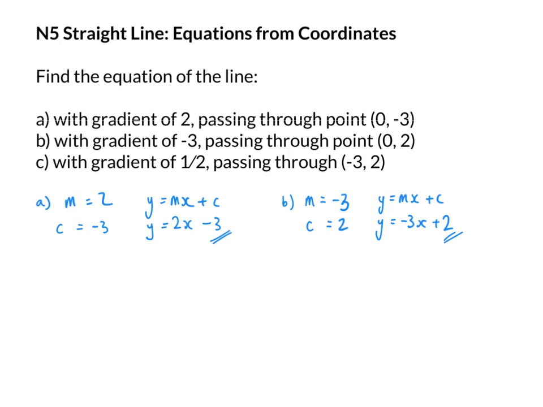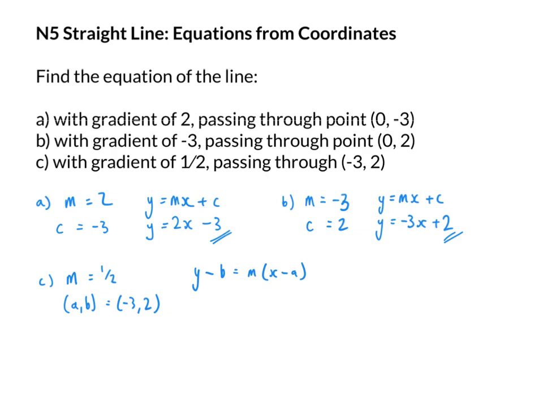Question C. Again, I have been told I have got a gradient of 1/2. (Minus 3, 2) is not on the y-axis, so we cannot jump straight to our answer like before. We have got a point (a, b) is (minus 3, 2). Now there are two ways of tackling this. You can use this equation. So we're using the second straight line equation here.